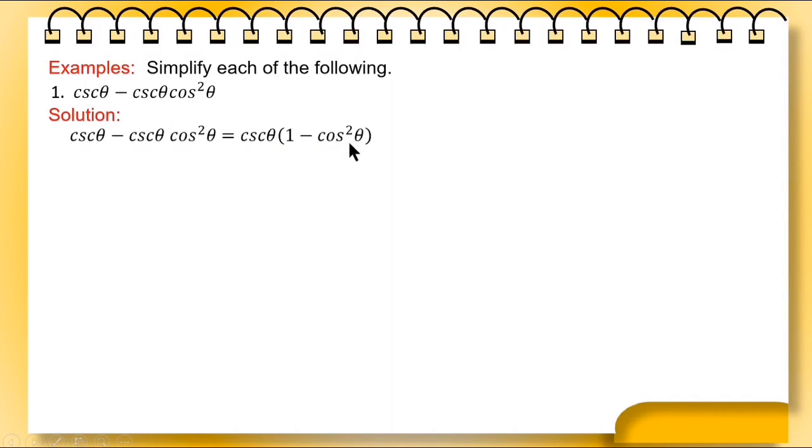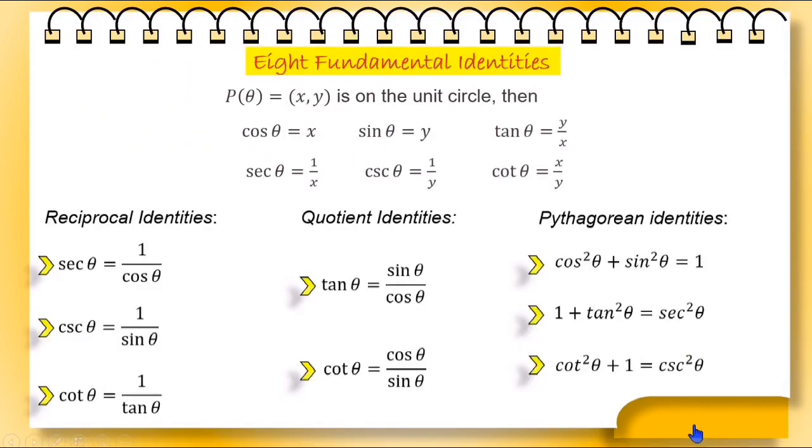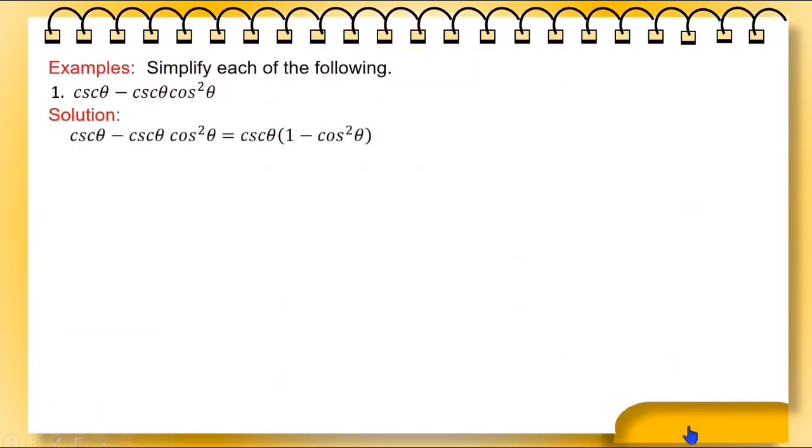Then, from the fundamental identities, we can find the value of 1 minus cosine squared theta. We use this identity: cosine squared theta plus sine squared theta equals 1. If we transpose cosine squared theta to the right side, we have sine squared theta is equal to 1 minus cosine squared theta. So 1 minus cosine squared theta is equal to sine squared theta by Pythagorean identities.